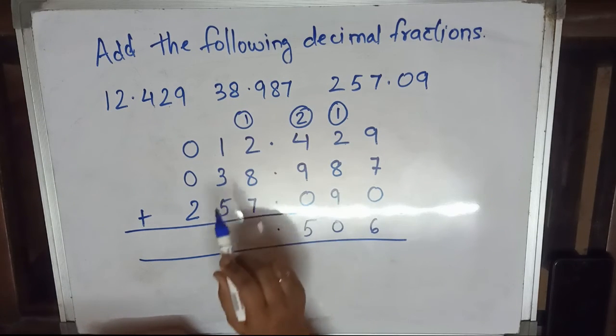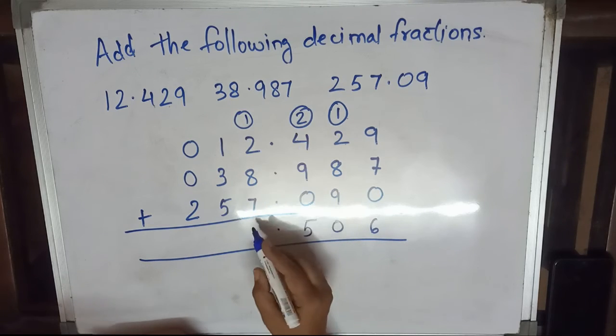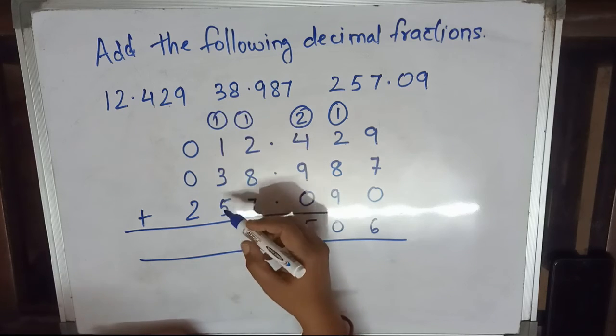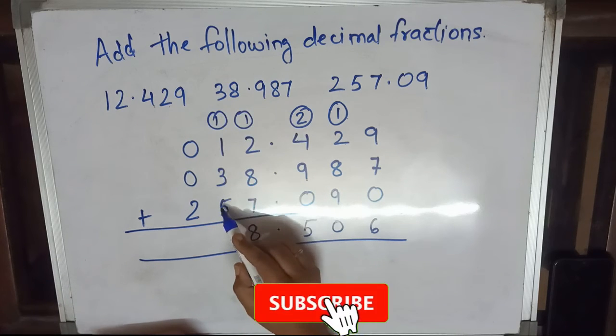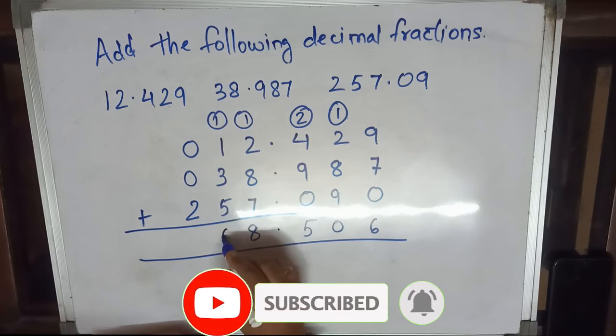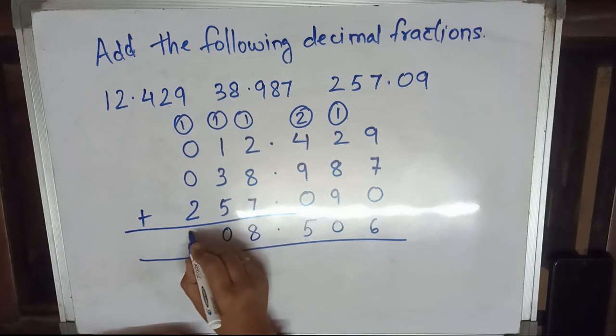8 plus 2, 10. 10 plus 7, 17. 17 plus 1, 18. 8, 1 carry over. 5 plus 3, 5, 6, 7, 8. 8 plus 1, 9. 9 plus 1, 10. 0, 1 carry over. 2 plus 1, 3.